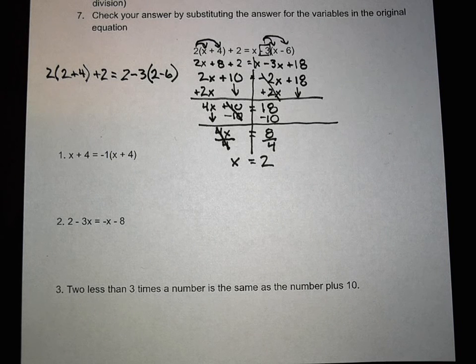I'm almost done. Okay, so which one do we have? I already know the answer. Okay, good for you. So x plus 4 equals negative 1. So you did negative 1. And here's my question: what's negative 1 times positive 4? That would be negative 4.